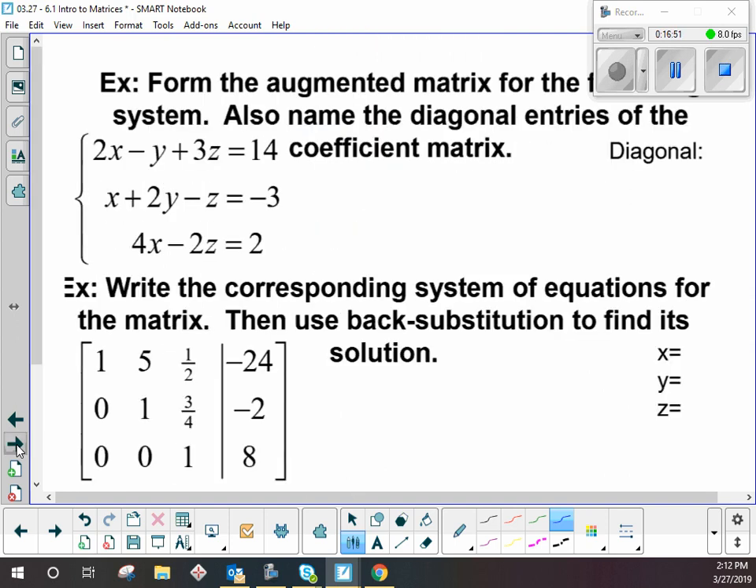So, going to these 2 examples. Example top says, form the augmented matrix for the system and name the diagonal entries of the coefficient matrix. Okay, so I want you to take a minute and try that. You're going to write the augmented matrix of this system. And then over here, you're going to identify the diagonal entries on the coefficient matrix.